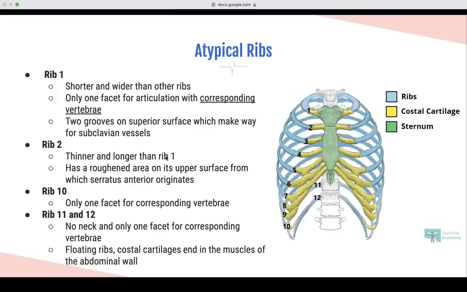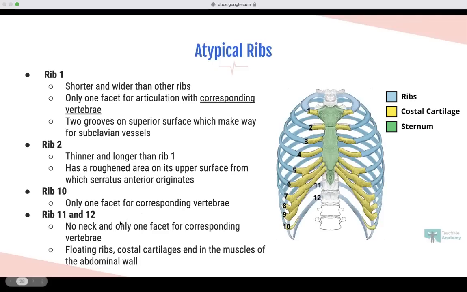Rib 2, it's thinner and longer than the first rib, and you can see here how it's thinner and longer. And it has a roughened area where the serratus anterior originates, okay. Rib 10, the special thing about it is that it has only one facet again, just like rib 1, for the corresponding vertebrae, okay? So this is rib 10 right here. It has only one facet as well.